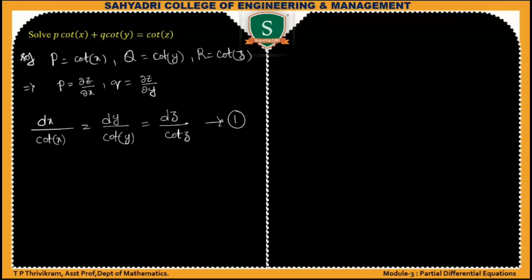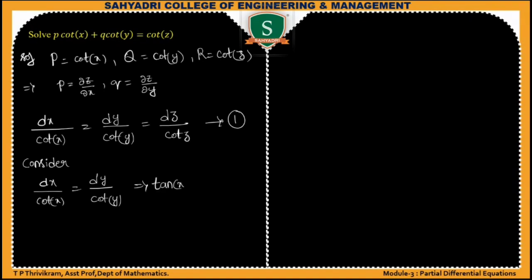Okay, now consider the first two pairs. Consider dx by cot x is equal to dy by cot y. Implies, what is meant by 1 by cot? 1 by cot is nothing but tan. So tan x dx is equal to tan y dy.